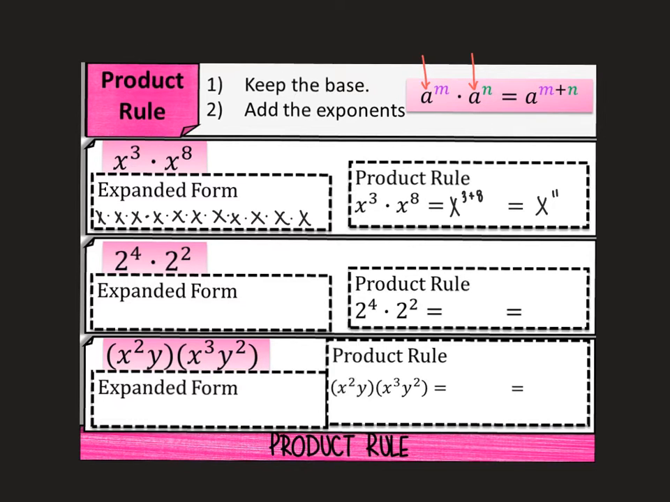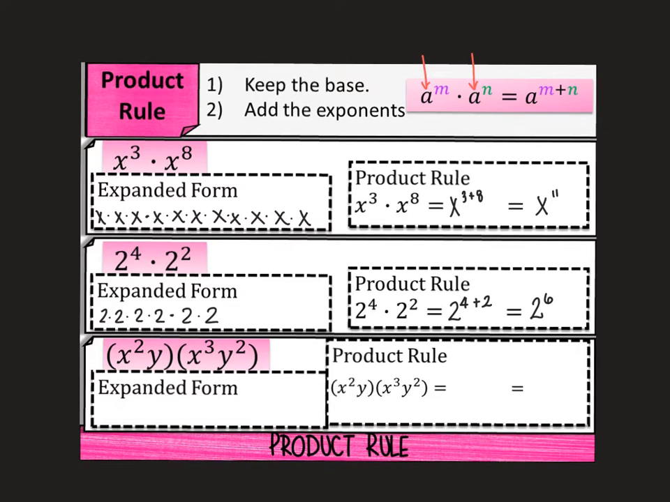So for the next one, expanded form, 2 to the fourth, that's 2 times 2 times 2 times 2, 4 times. 2 to the second, 2 times 2. If I just use the product rule, 2 to the fourth times 2 to the second, I'm going to add those exponents together. That's really 2 to the sixth.